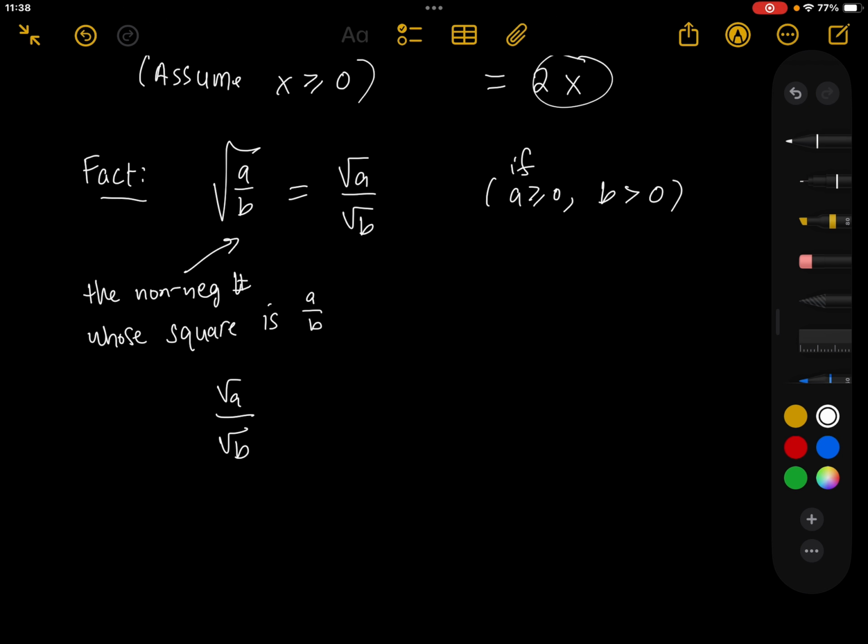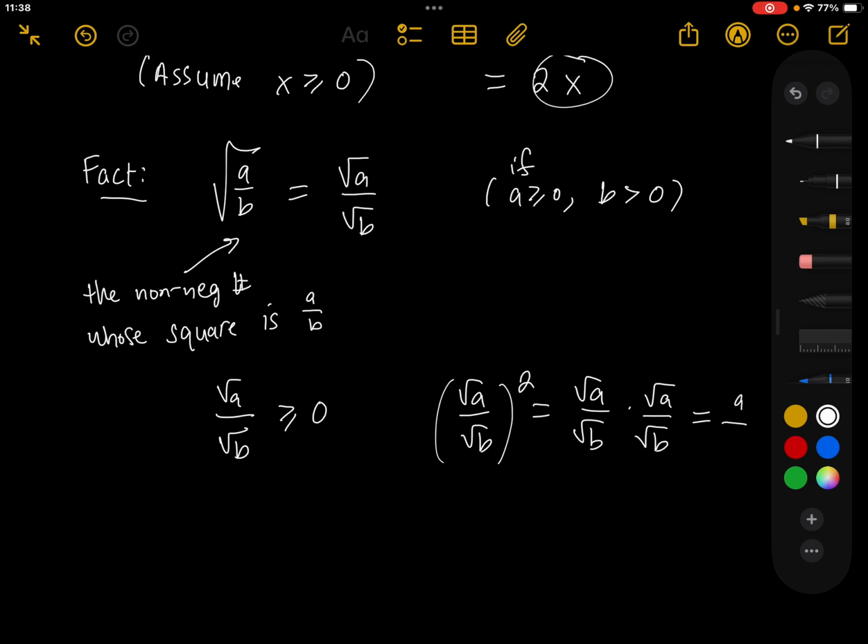So we know that the square root of a over the square root of b is greater than or equal to 0. And we also need to check that when you square it, you get a over b. Well, when you square it, you get root a over root b times root a over root b. And if you multiply these fractions, you get root a times root a in the numerator, that's just a. On the denominator, it's root b times root b, which is b. So yes, you do in fact get a over b. That explains why the right-hand side is equal to the left-hand side. So that's why these two numbers are the same.